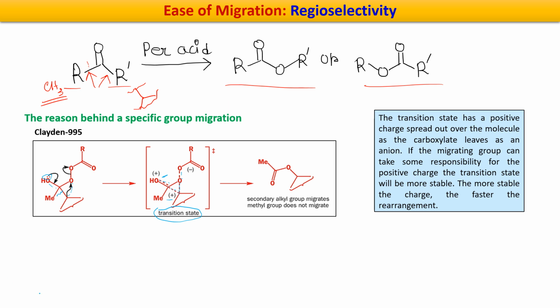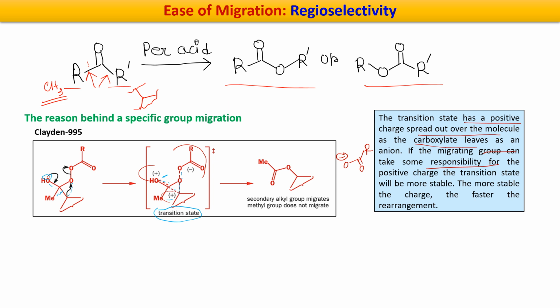Now here if you read, you will see that in the transition state, positive charge is spread out over the molecule as the carboxylate leaves as an anion. So this part is removed as an anion, because ultimately this is your product and the other part will be something like this. So if the migrating group, that is our Rm, can take some responsibility for this type of positive charge in the transition state, then it will be more stable.